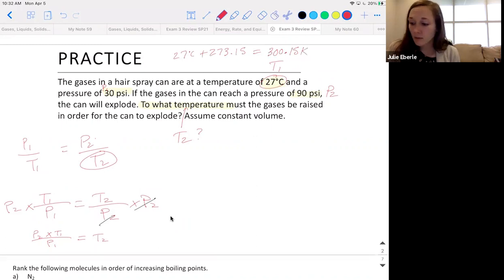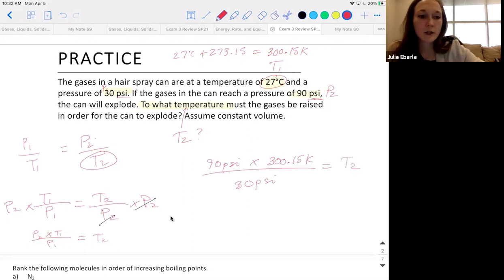Now we can plug everything in because look, I've got PSI for both my pressure terms, so that's good. If you had ATM on one or millimeters of mercury, PSI on the other, or pascals or something, then you'd have to convert. Okay, so just plug it all in. P2, which is 90 PSI, times T1, which is 300.15 Kelvin, divided by 30 PSI equals T2.